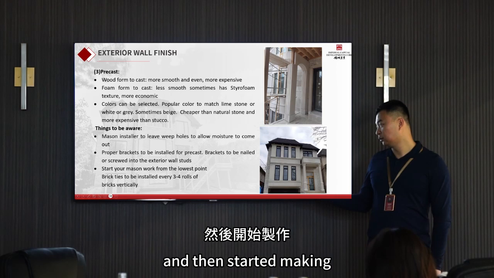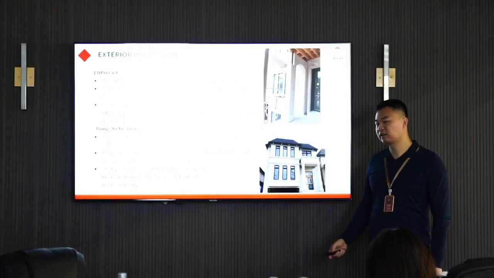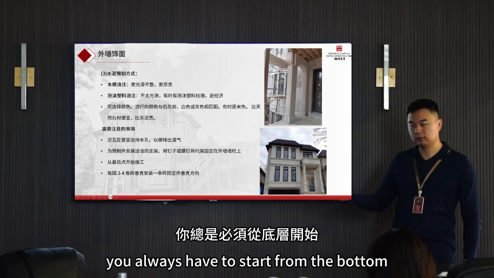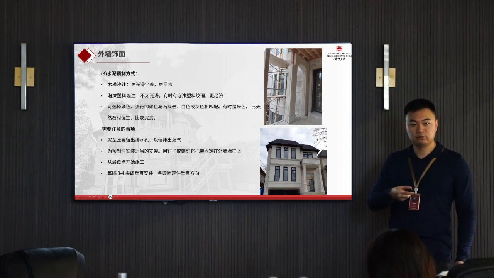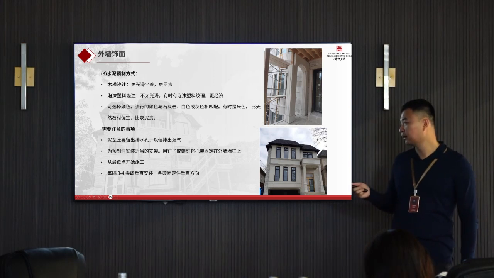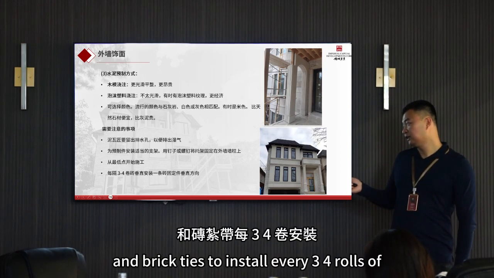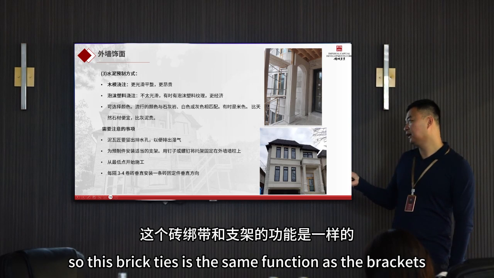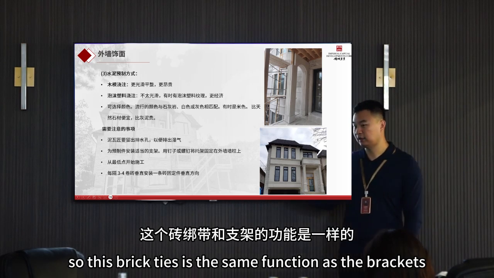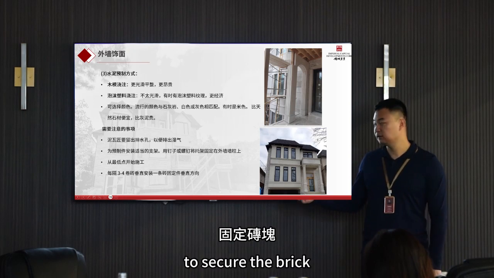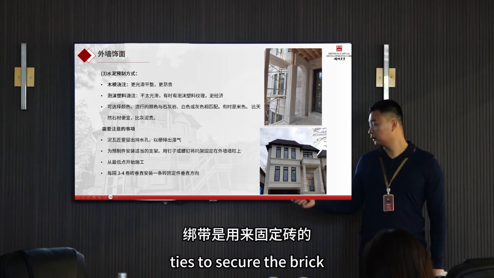And then start mason work from the lowest point. Like this is just down the road. You always have to start from the bottom, so you can make sure you have the same layer of brick all the way across the building. And brick ties to be installed every 3 to 4 rows of brick vertically. So these brick ties have the same function as the brackets. The brackets are to secure the precast. Brick ties secure the brick.